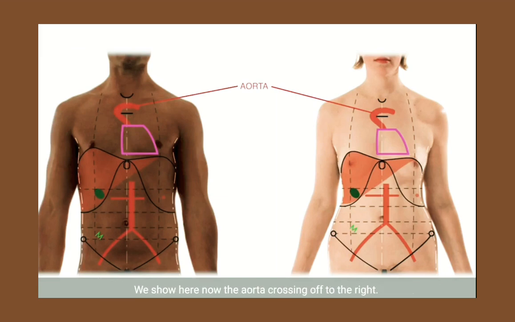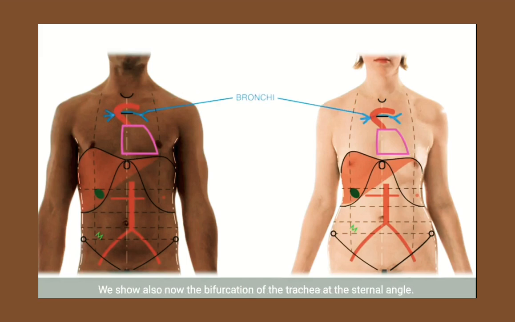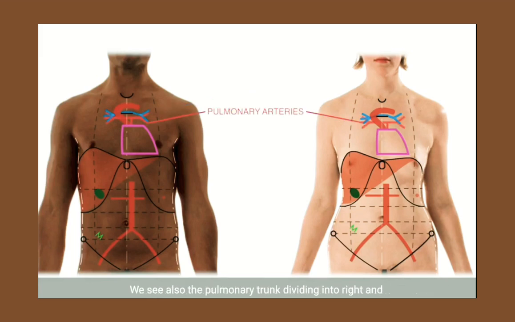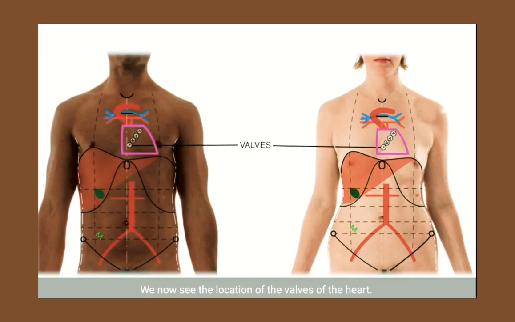We show here now the aorta coursing off to the right, and we see it just to the right of the sternal angle, and then curving behind the manubrium to the left. We show also now the bifurcation of the trachea at the sternal angle. We see it dividing into its lobar bronchi, 3 on the right and 2 on the left. We see also the pulmonary trunk dividing into right and left pulmonary arteries that follow the bronchi as they go to supply the lungs. We now see the location of the valves of the heart.